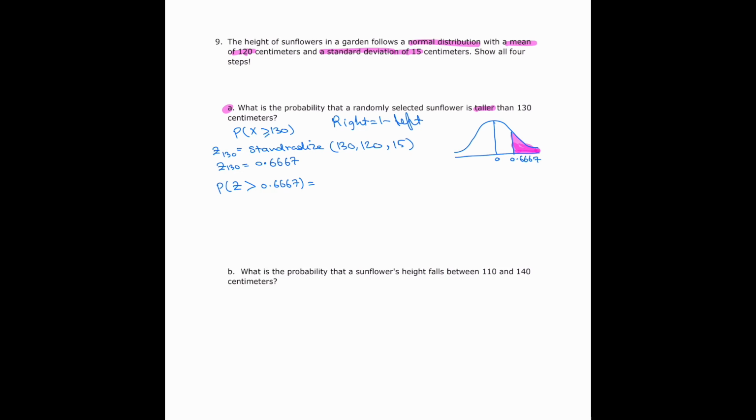So in order to find the area to the right, we're going to say 1 minus the area to the left. So 1 minus norm.s.dist of the z-score 0.6667, comma, true. We need to cumulate the area, so we need to add everything down. This is going to give me 0.2525 approximately, of course, rounded to 4 decimals, or in other words, 25.25%.